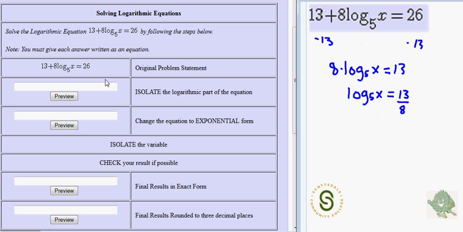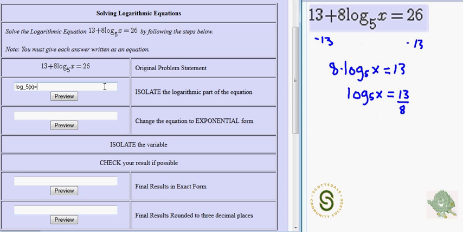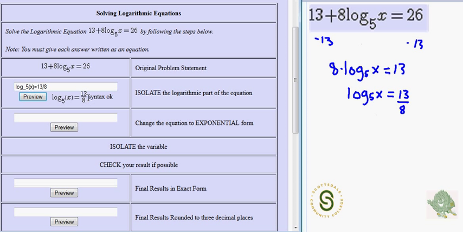So I'm going to go over here and I'm going to type that into MathAS by typing in log. And then to get the 5 as a base, you need to use the underscore. To get that, hold shift, hit the button just to the right of the 0 on your keyboard, and you'll get an underscore. Type the base of 5. The input of x needs to be in parentheses. Don't forget, we need to write our answer as an equation, so write equals 13 eighths. If you'd like, you can hit preview to make sure the syntax is okay and that what MathAS is showing matches what we have over here.